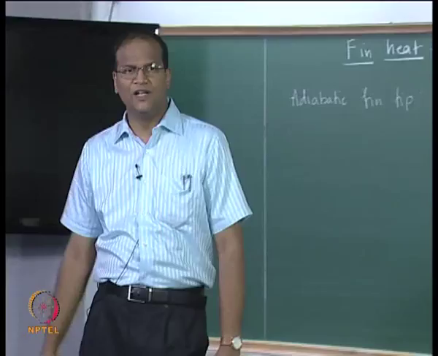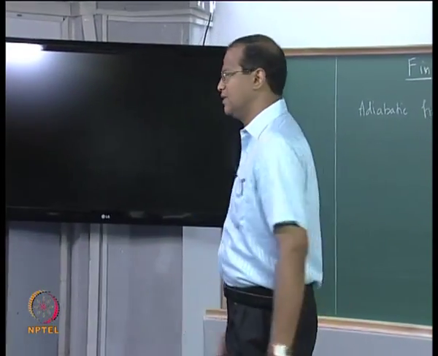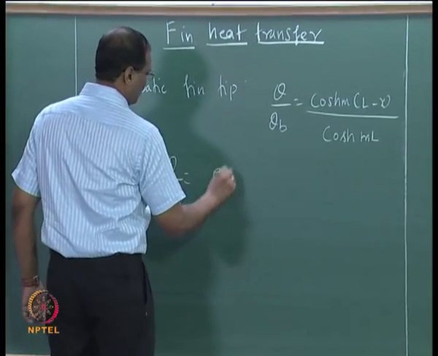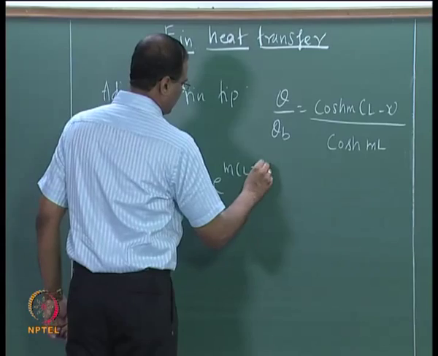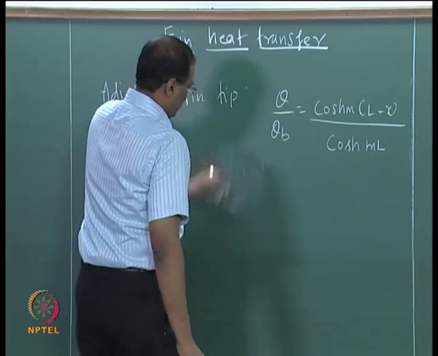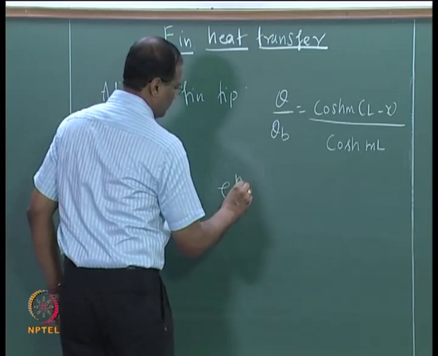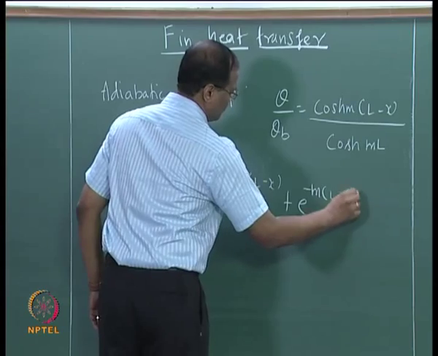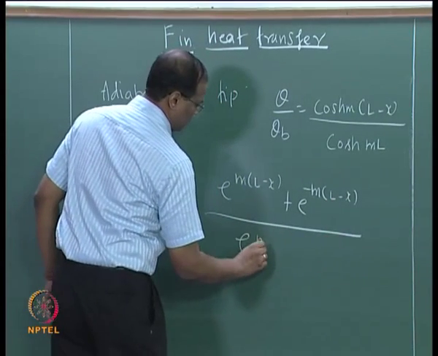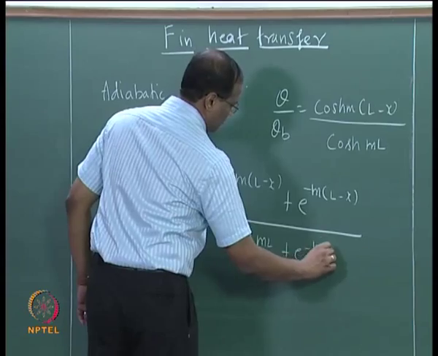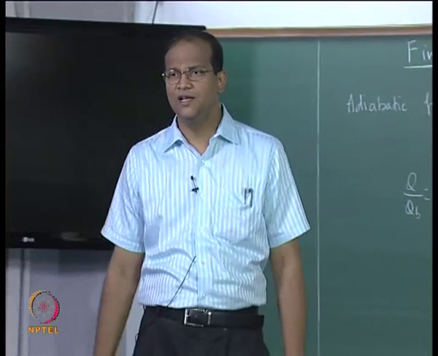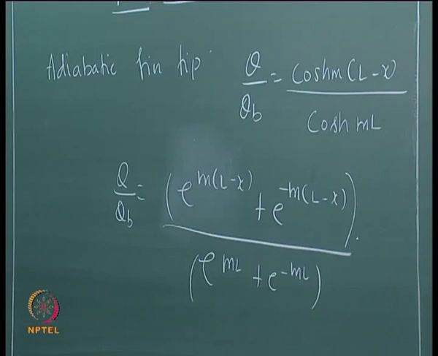We derived this temperature distribution in the last class, right. So this is the expansion for cosh ML minus x in the numerator and cosh ML in the denominator.